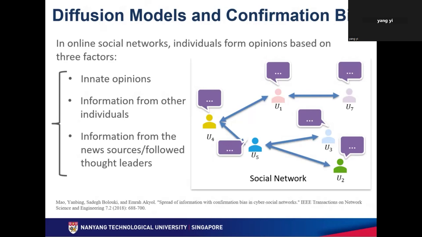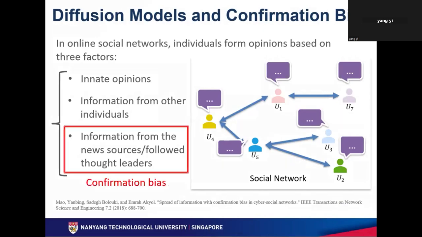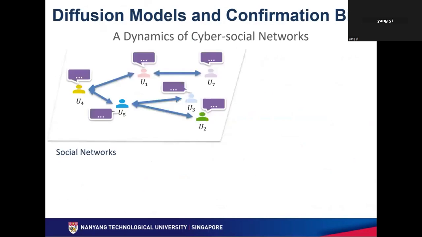But you may notice that it's kind of weird, because if we only study the opinion dynamics on such networks, they can at most capture the first two sources of influence, the innate opinions and information from other individuals. The third one, information from the news sources, cannot be captured by such a social network, and that is where the confirmation bias plays a role, because people tend to stick to their own opinions instead of totally taking the opinions from the news sources. So for this study, they extend the existing social network to the cyber social network.